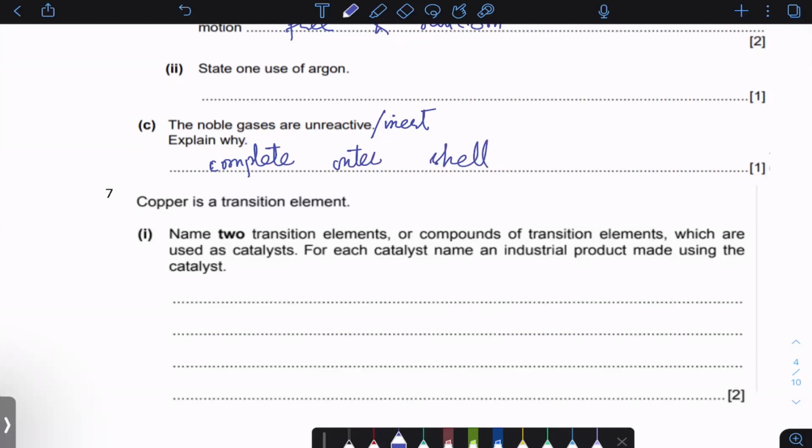That is the reason they don't bond. That is the reason they are unreactive. That is the reason they don't share electrons. That is the reason they don't transfer electrons. The question can ask you any of these, but the reason behind them is just one: that they have a complete outer shell.